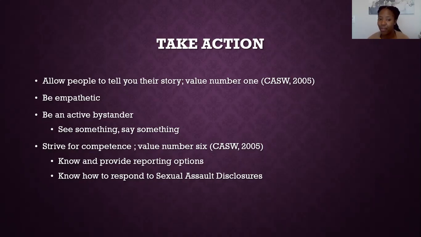So know and provide reporting options, right? Again, if something happens to someone, don't push them, oh, you got to report, you got to report. If they don't want to, it is their right. And giving them the option to not report is a way that you bring their power back. And that is so important for survivors of sexual violence.